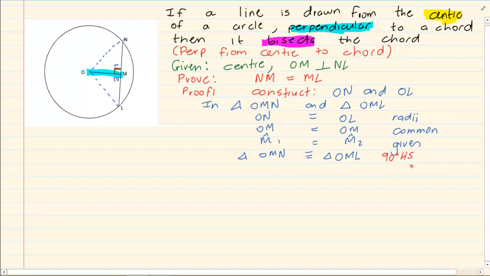Again, congruency is discussed in your grade 10 videos. Now, since it is congruent, we can now deduce that NM is equal to ML, which is exactly what they had asked us in the beginning. This is what they had asked us to prove.